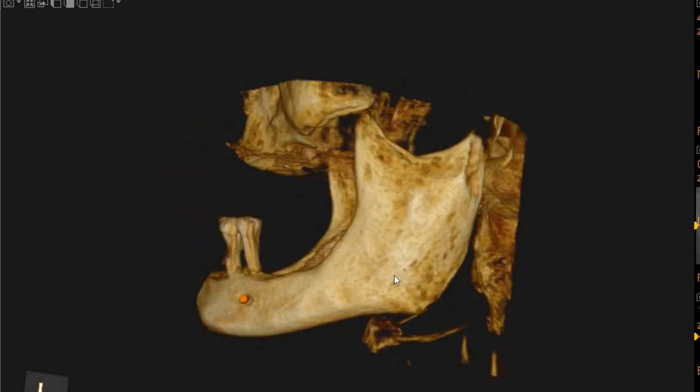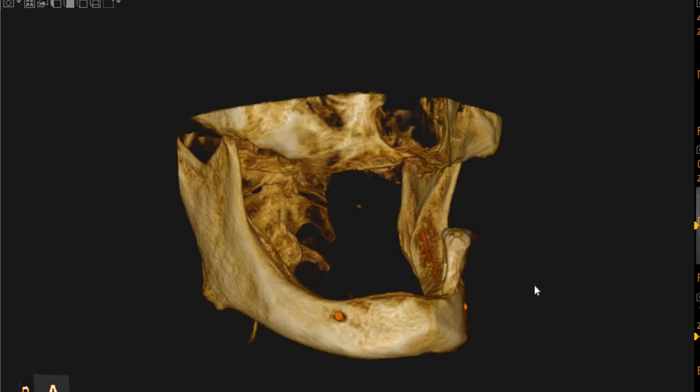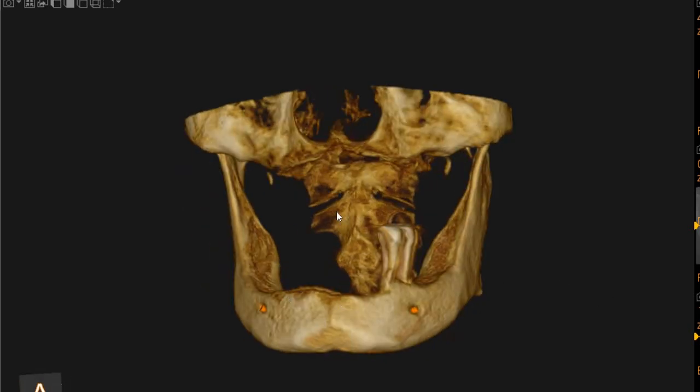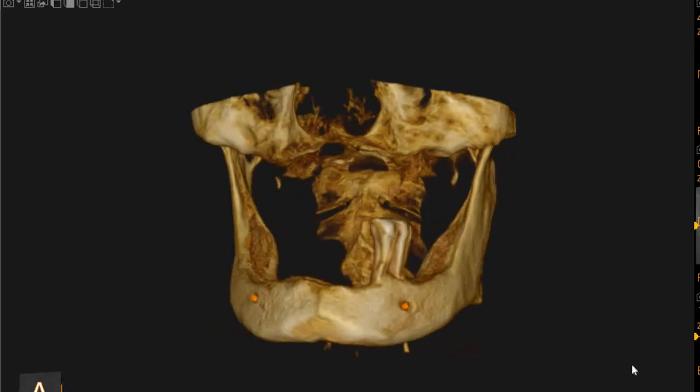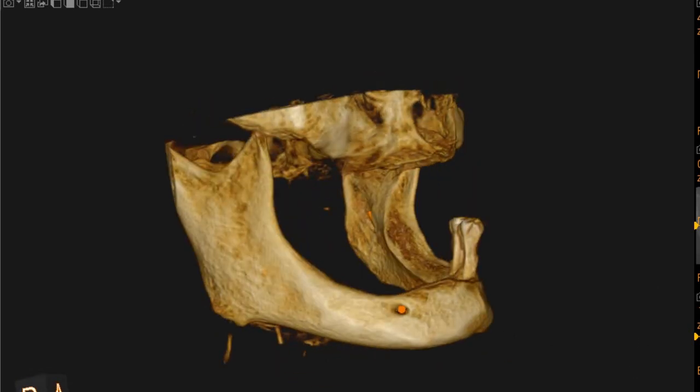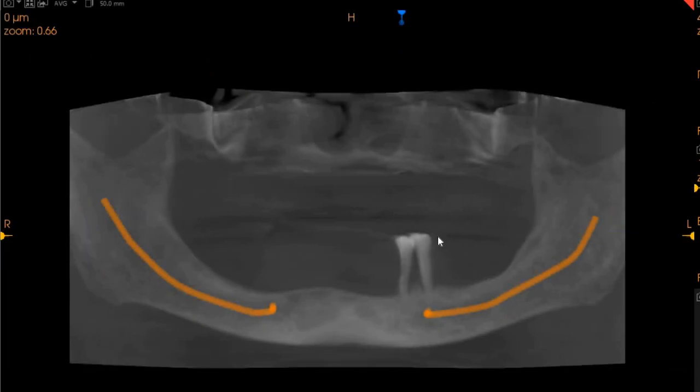This is the CBCT of the patient that you had requested. The area of interest is full mouth implants and whatever implant placement is possible. We've got two premolars on the lower left side which are periodontally compromised, so they will need to be extracted. This is the panoramic view.